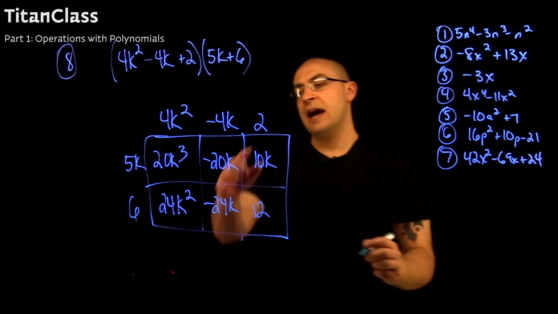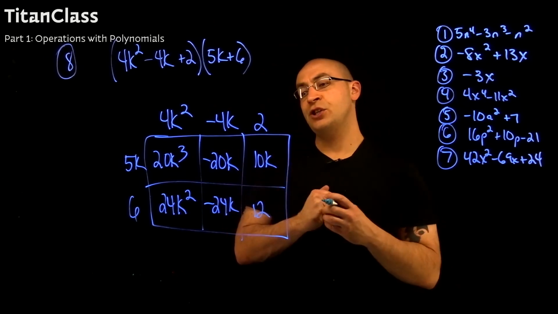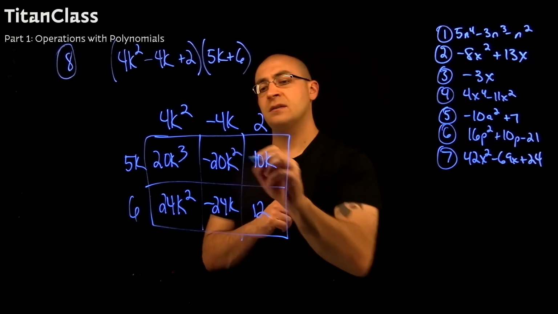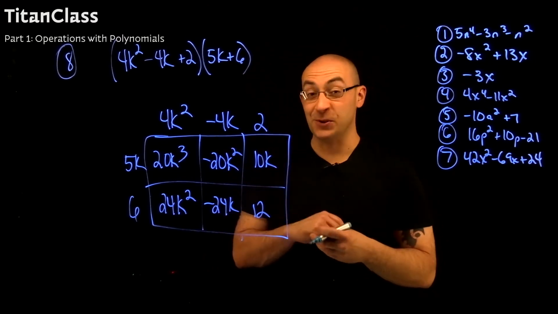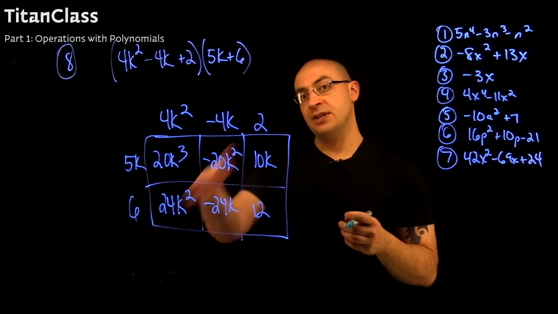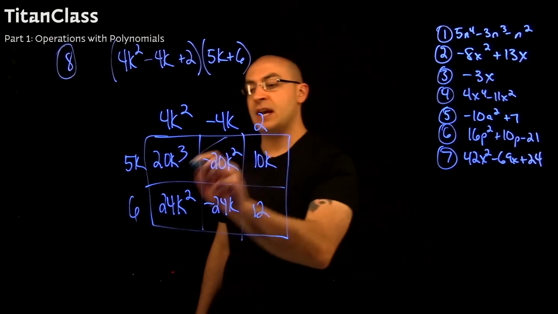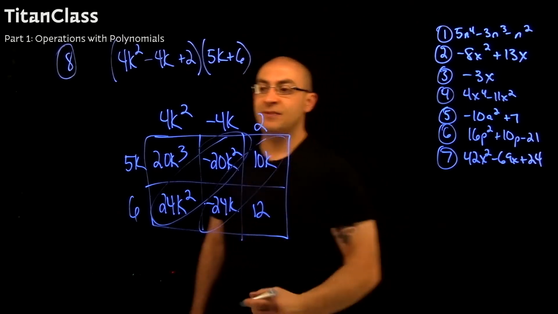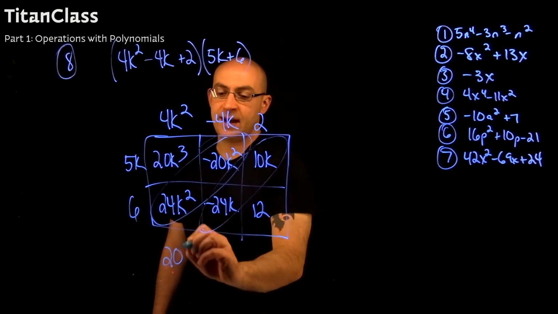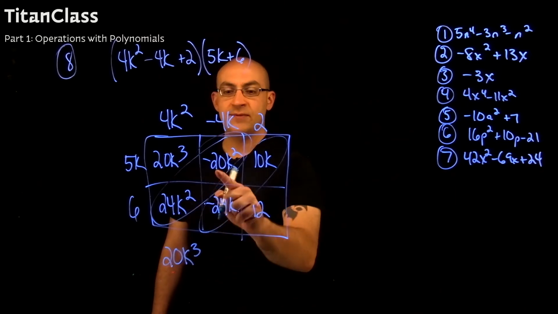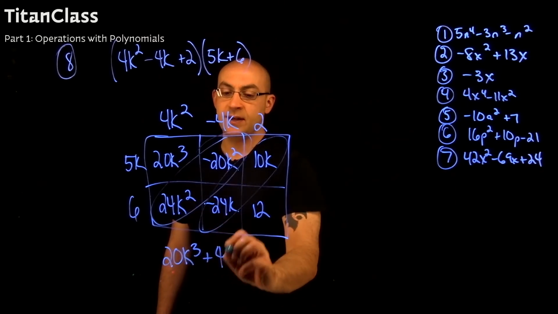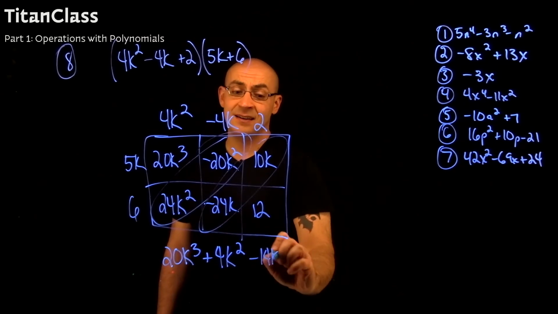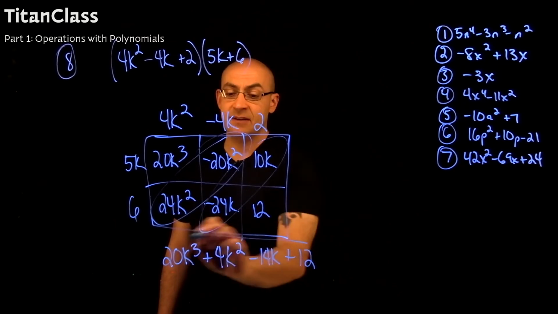Now, the diagonals, often, this is a square, should be the same. See, hopefully you caught that before I did. So the diagonals should always line up together where you would be able to combine those terms. And they do in this case too. So my final answer is going to be 20k to the third, 24 minus 20 is positive 4k squared, negative 14k plus 12, and that's my final answer.